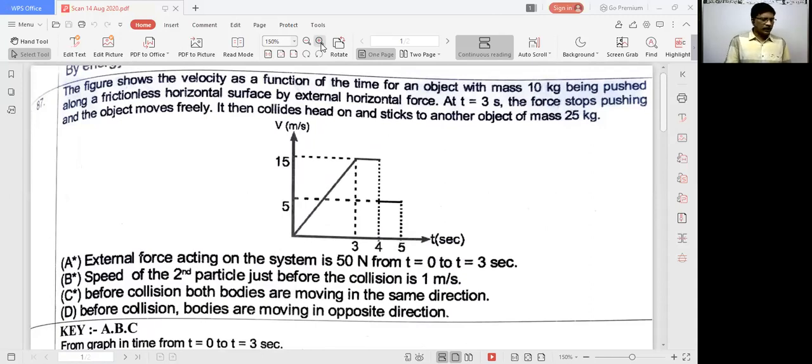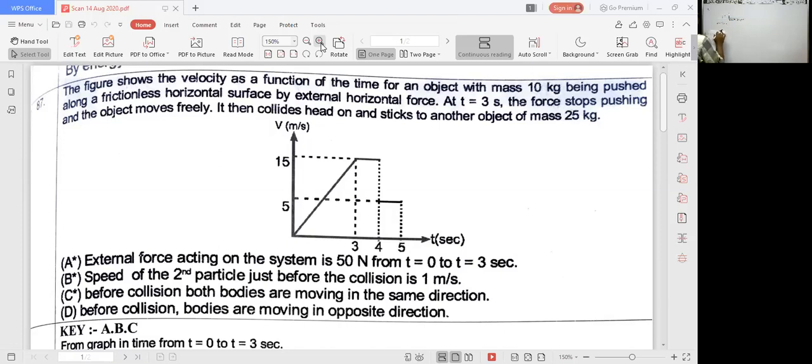The figure shows the velocity as a function of time for an object with mass 10 kg being pushed along a frictionless horizontal surface. Here, first problem. On the frictionless horizontal surface, there is a body having mass m1. Here it is the smooth surface, because it is a frictionless surface, means smooth surface only, no? On the smooth horizontal surface, a block of mass m1 is equal to 10 kg is kept. Okay, and it is pushed with an external force.